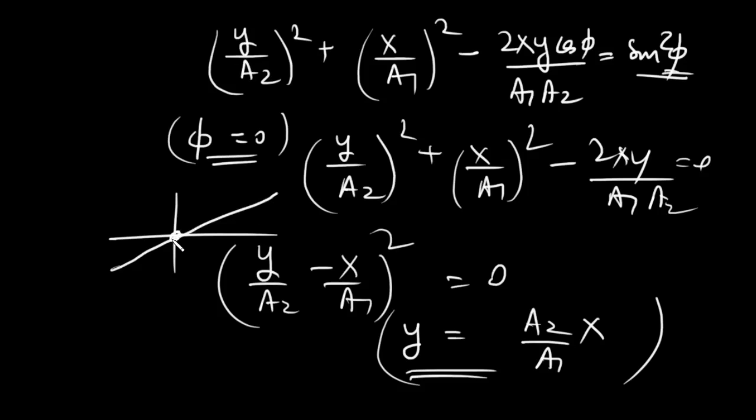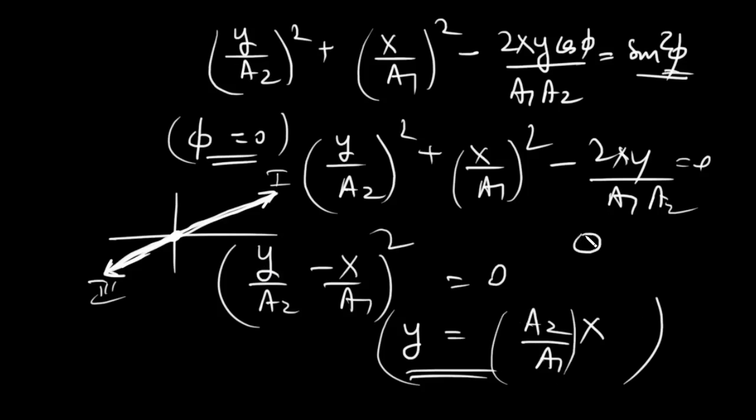Alright, since this is on the positive side, this means if this is negative, x will also be negative. So these will be in the first and third quadrant. Okay, so this graph is correct. An oscillation will take place like this. First the particle will go here and then come back, and then go here and then come back. This is the oscillation the particle is doing when y equals a2 by a1 x.